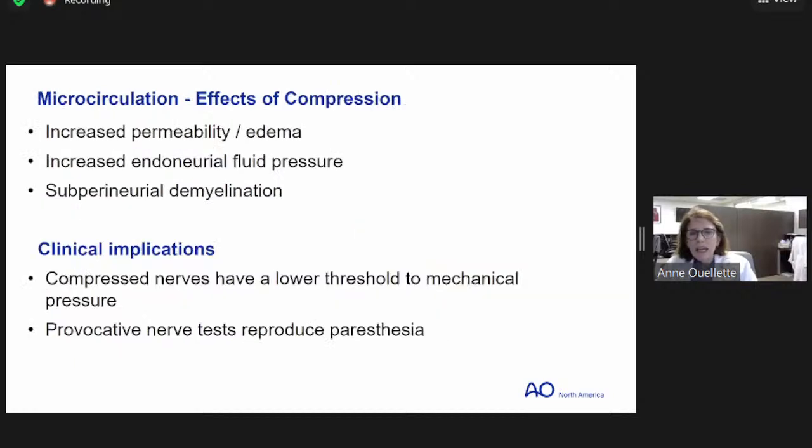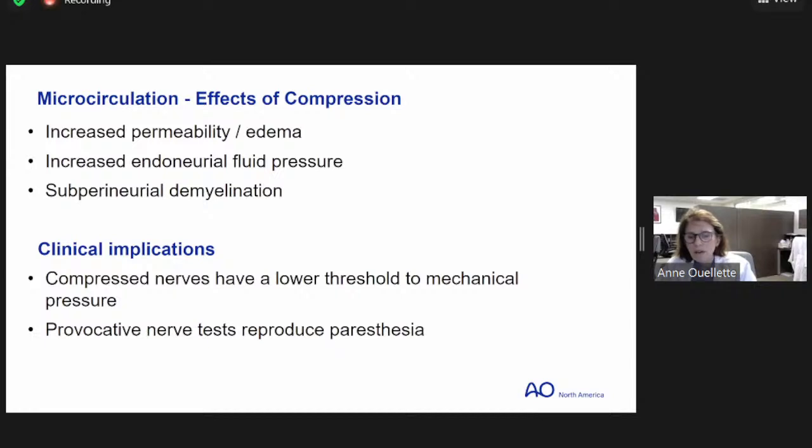it. And you get microcirculation effects with increased permeability and edema, increased endoneurial fluid pressure, and then you get this subperineural demyelination. So the other problem is compressed nerves also have a lower threshold to responding and being injured by mechanical pressure. So you've already got a situation where you've got these tight compartments, the previous injury. Now you add even more insult to it, and you're going to really diminish your nerve function.